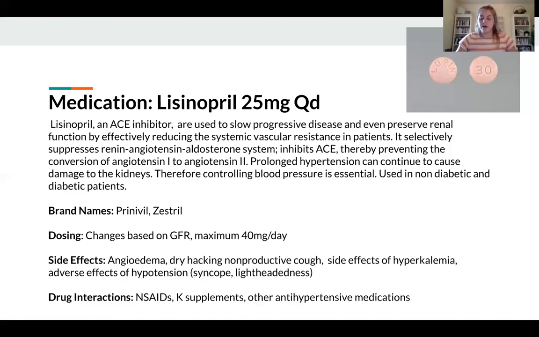to be on a hypertension med, and lisinopril is the first one for diabetics and non-diabetics. So the dosing changes on each patient's GFR, and the maximum is 40 milligrams a day. And the big side effect is angioedema and dry, hacking, non-productive cough, and the side effects of hyperkalemia and effects of hypotension. And the drug interactions are NSAIDs and any potassium supplements and any other hypertensive medications.